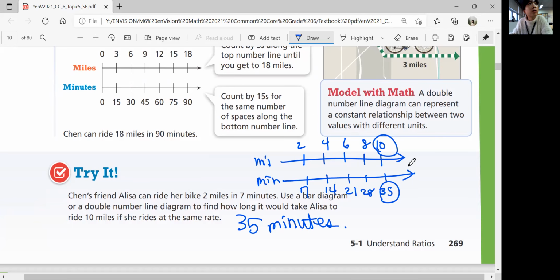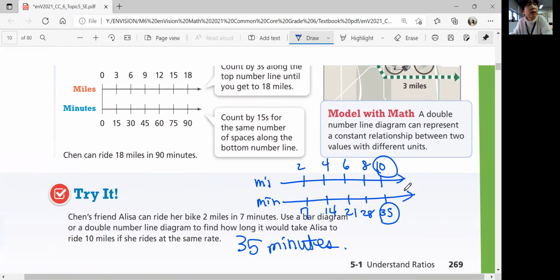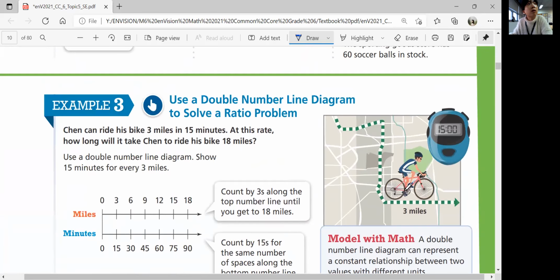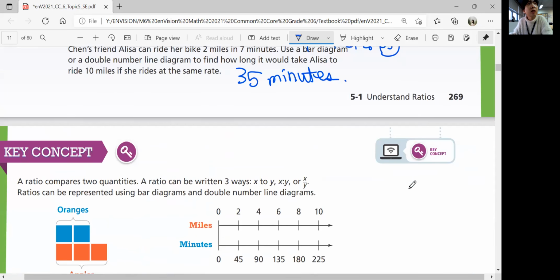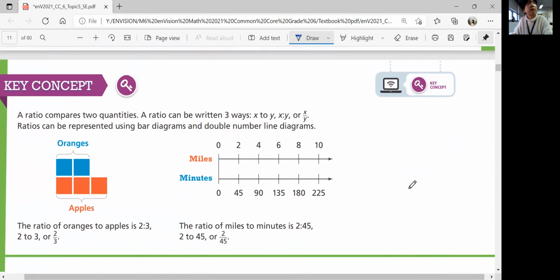All right, so you can use a ratio to solve this problem as well, but this is how you can solve it using the double number line diagram. So that was lesson 1, understanding ratios.